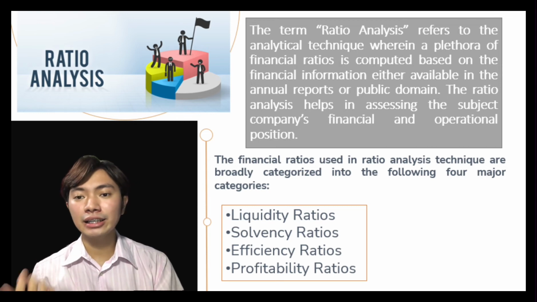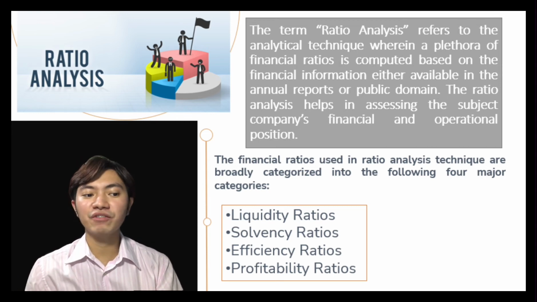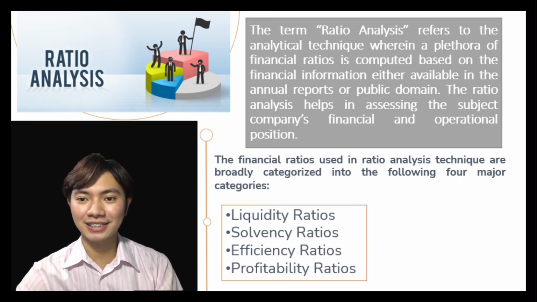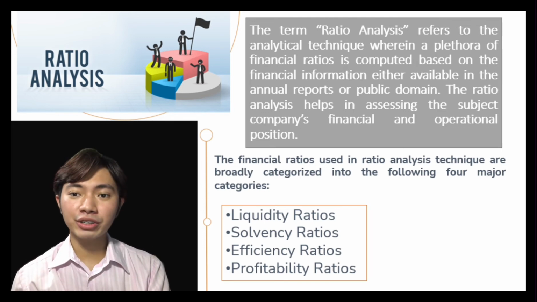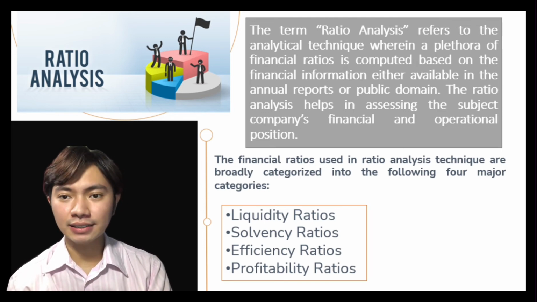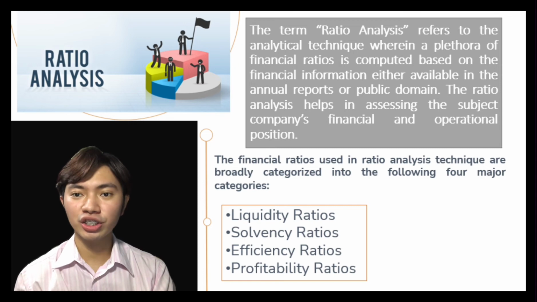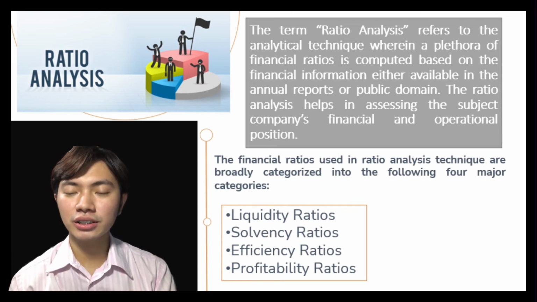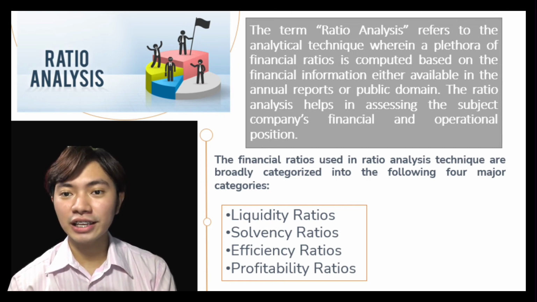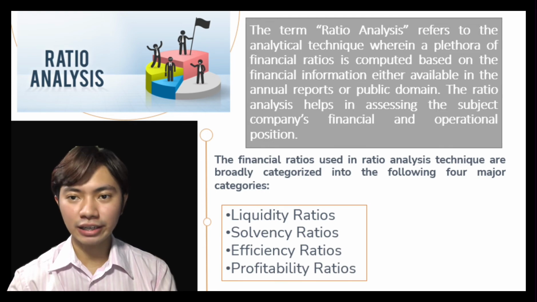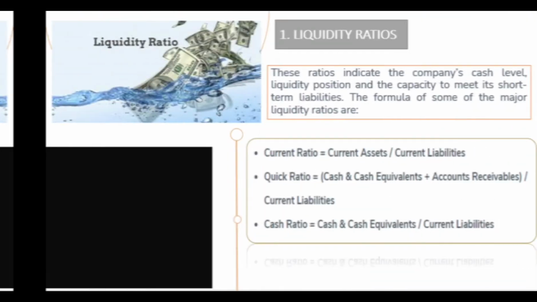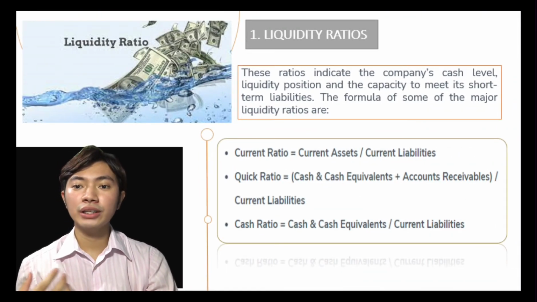Then, this ratio, it helps to understand the financial statements of your business. There are four major categories ng ratio analysis, and these are the liquidity ratios, solvency ratios, efficiency ratios, and the last is the profitability ratios. Ang una is yung liquidity ratios.